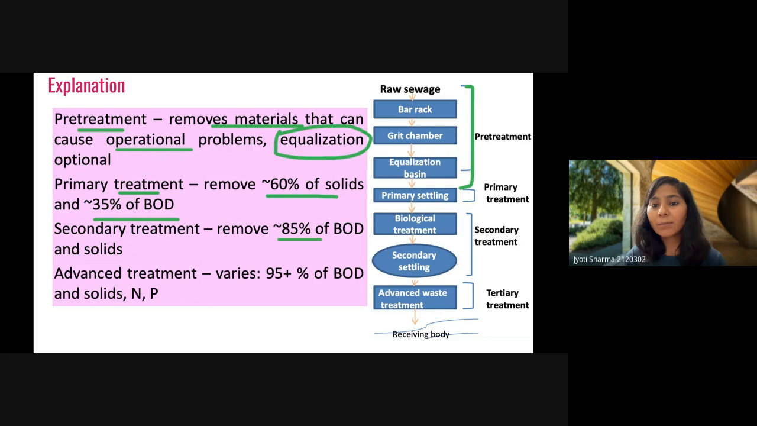So these are your pre-treatment steps. We are using bar racks, we are using grit chamber, we are having equalization basin. In the primary treatment, we have the primary settling chamber or settling process. In the secondary treatment, we have biological treatment and the secondary settling. In the tertiary treatment, we are using advanced waste treatment. So we will talk about this one by one so that you have some clarity about each of these steps.